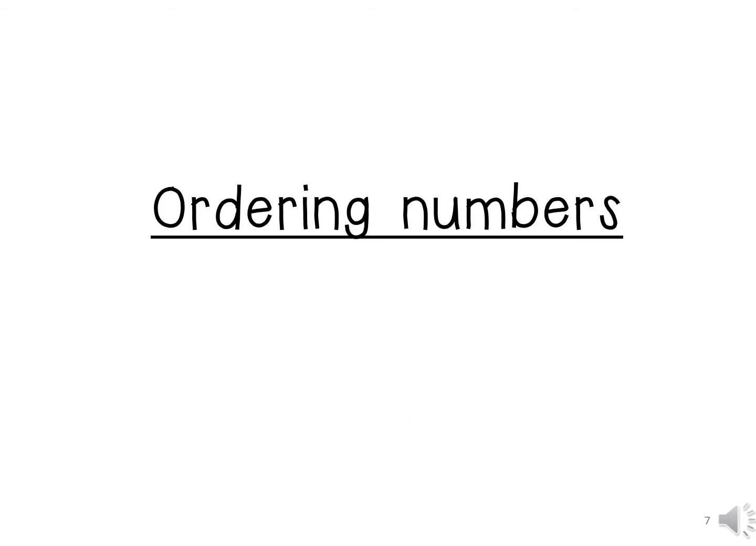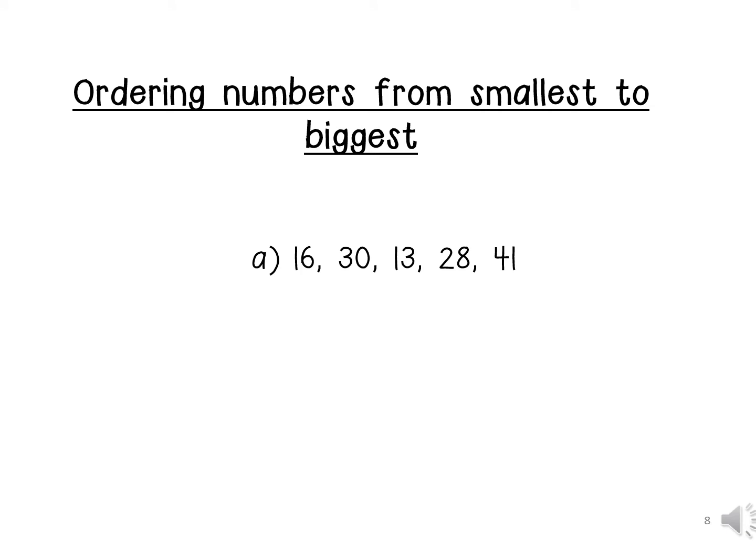Now we will be ordering numbers. It says ordering numbers from smallest to biggest. Let's read the set of numbers. A. 16, 30, 13, 28, and 41. Remember, we are ordering from smallest to biggest. So our smallest number here is 13. As you can see, I have scratched out 13 and I wrote it at the bottom.